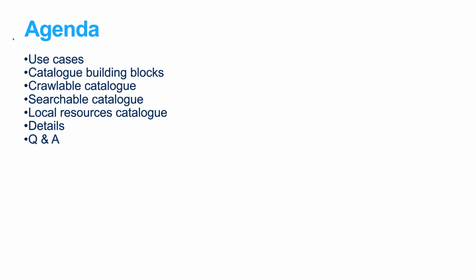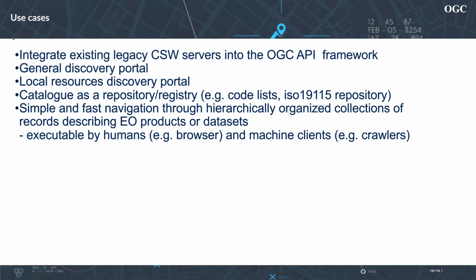So the use cases that we use to drive the development of the specification are pretty straightforward. We want to be able to integrate existing legacy CSW servers into the OGC API framework. And the way we do that is the way we did with WFS. You can build an OGC API facade on top of the existing service so that you can play in the OGC API framework space.